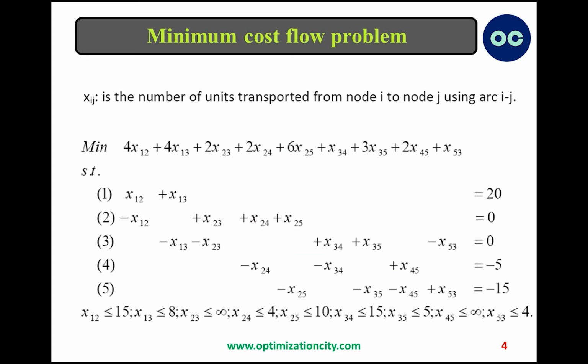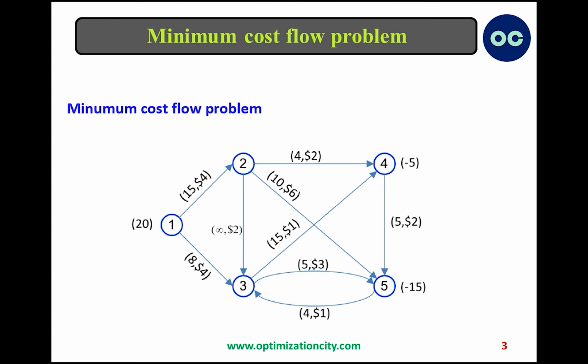So let's look at a simple example of the minimum cost flow problem using a diagram. Here, the nodes are shown as numbered circles. So node 1 is a 1 in the circle, and the arcs are represented by arrows. So this is the arc from 1 to 3. It's called arc 1,3.